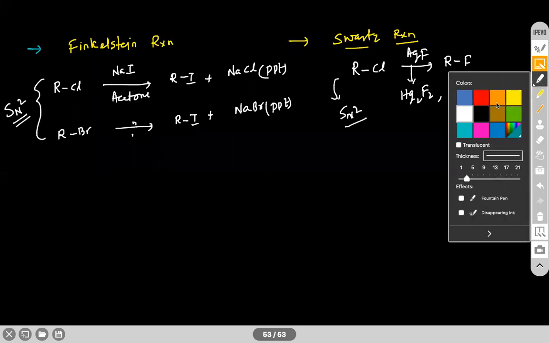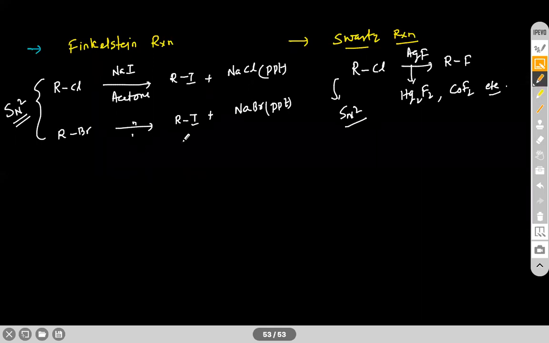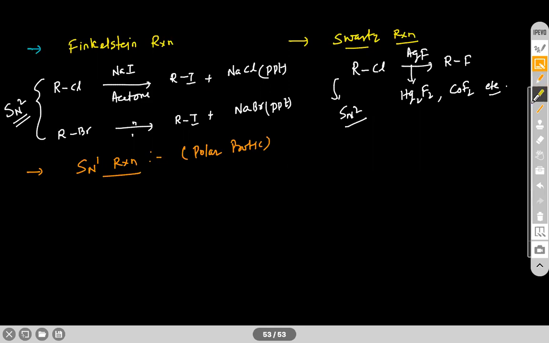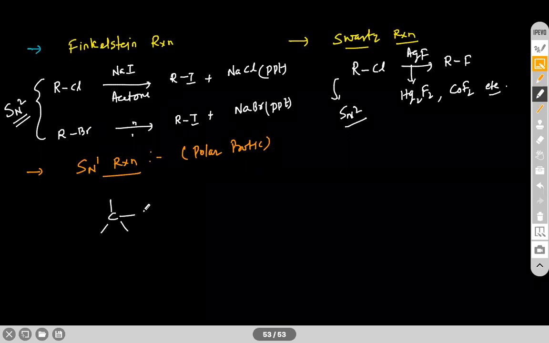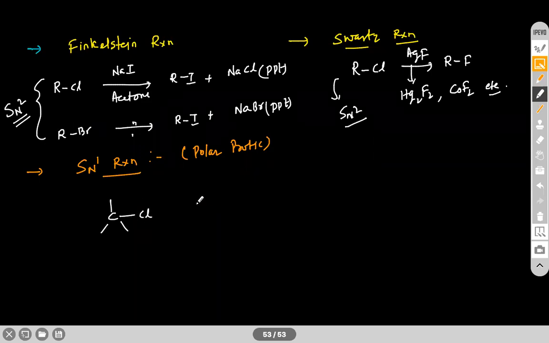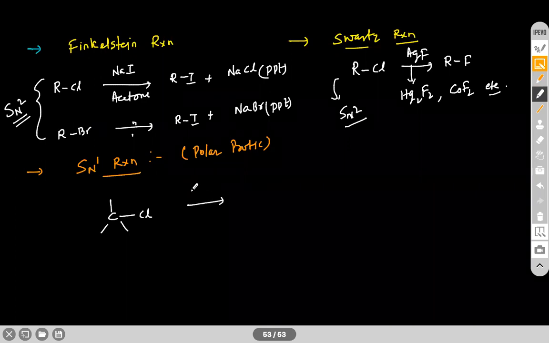Now there are a few reactions of alkyl halide, halogen derivatives, which follow the SN1 mechanism. We know it always takes place in polar protic solvent. So if you have polar protic solvents like this, it follows SN1 mechanism with the substrate being tertiary, 3 degree, correct? With ROH.